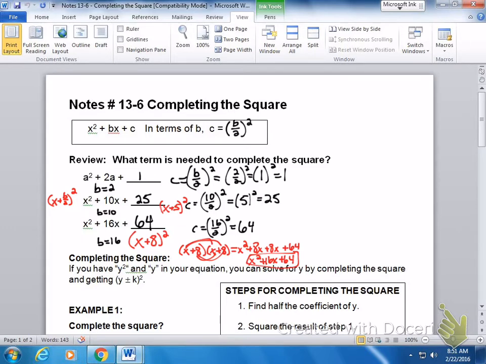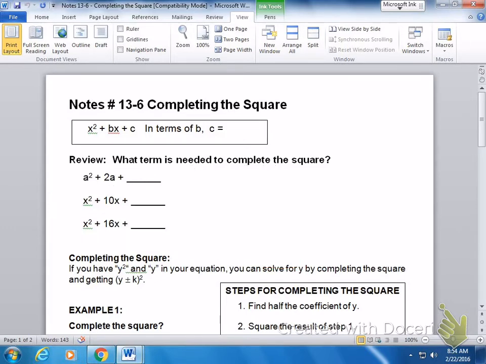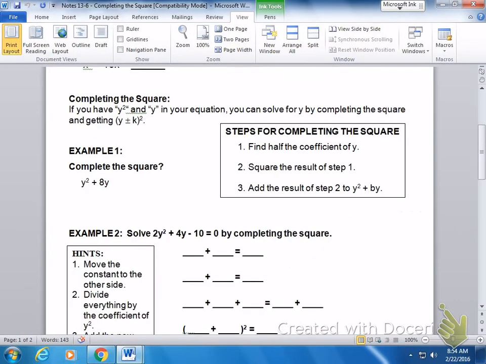So let's go ahead and look at a couple more. It says complete the square. We're also going to show a way to actually solve this completely. So I want you to complete the square on y squared plus 8y. I'll give you just a second. Our b is 8 on this one, so I take 8 divided by 2 and square it. 8 divided by 2 is 4, and I square it, and I get 16. So this is plus 16.